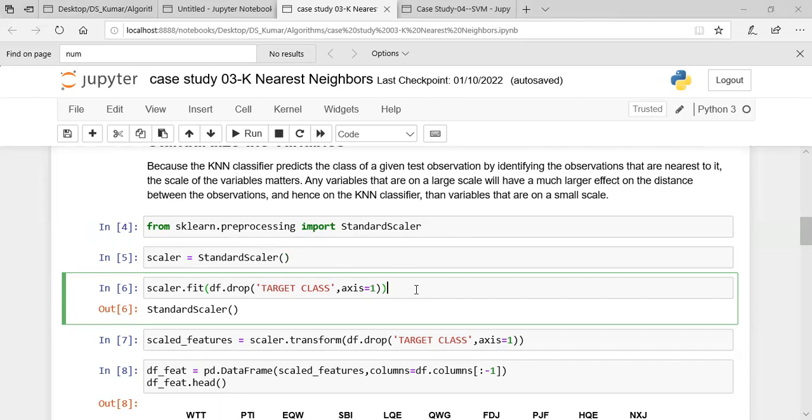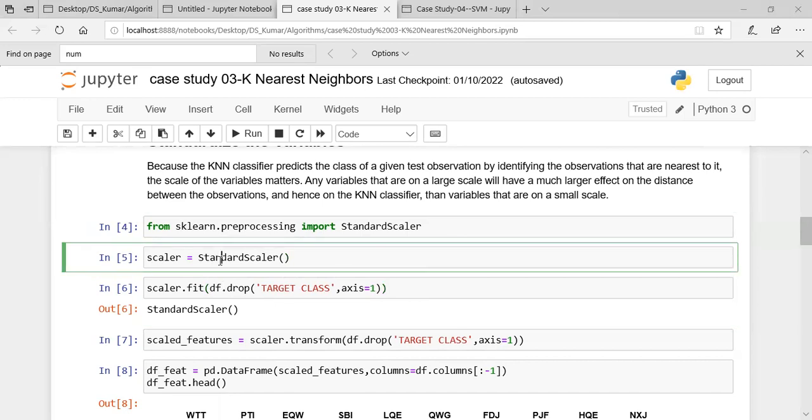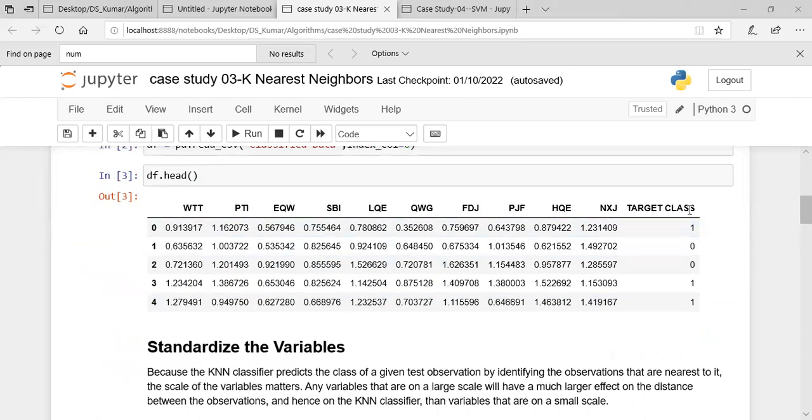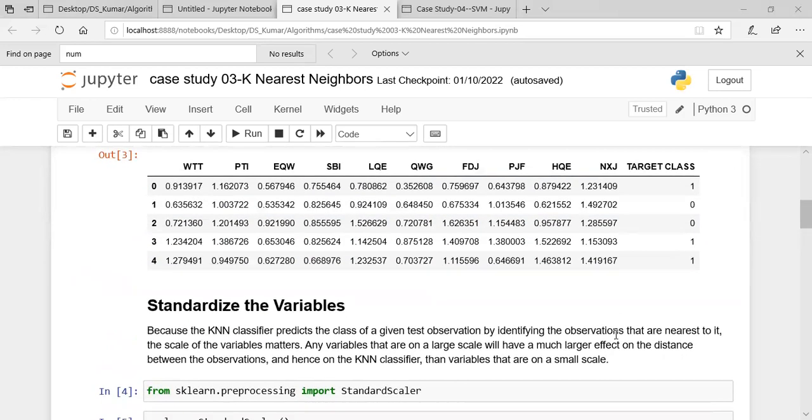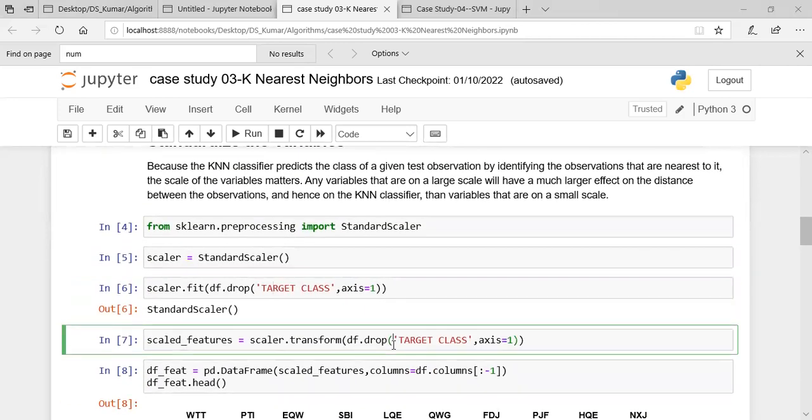Now, after taking this standard scalar, we are fitting that model on whatever data we have, except this particular target class. We are excluding the target class from the standardization. Can someone help me, why is it so? The target class is already in the outcome, that is 1 or 0. Then what do we need to do again on the target class? So that's why we are dropping it.